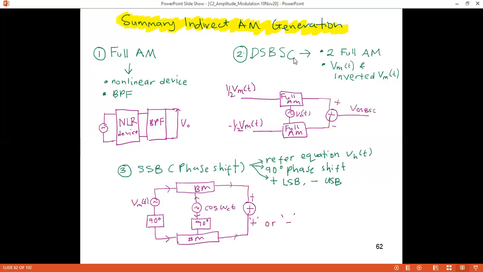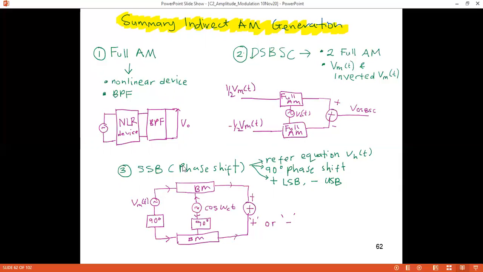So for double sideband suppressed carrier, we use two full AM modulators, where one of the full AM modulators will receive an inverted VMT. Okay, and then at our summer here, the upper arm is plus, the lower arm is minus, so the output will be double sideband suppressed carrier, because the minus operation below here will cancel out the EC signal.